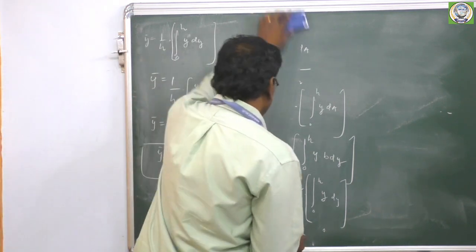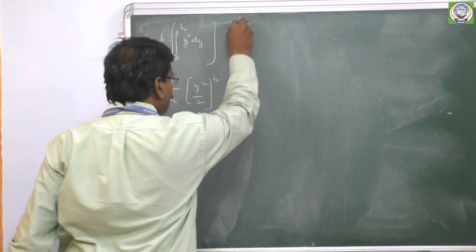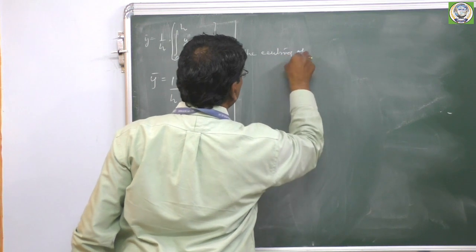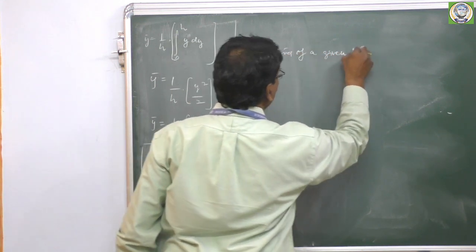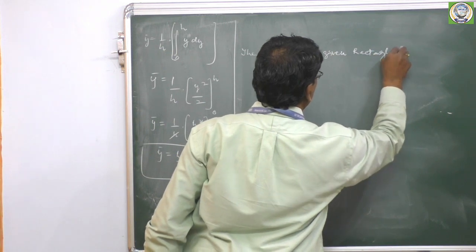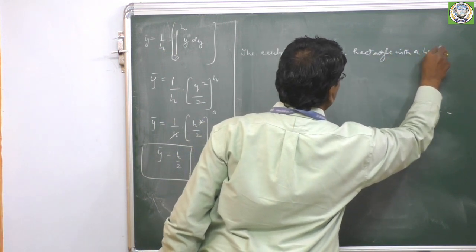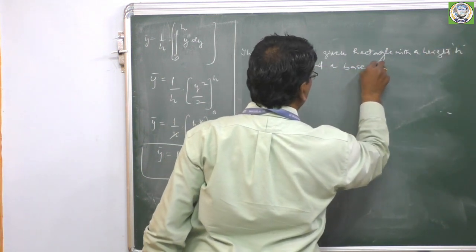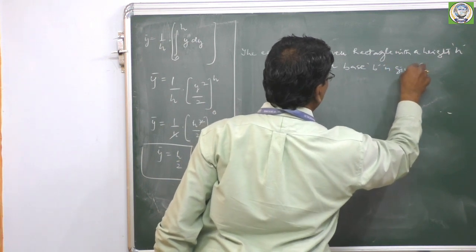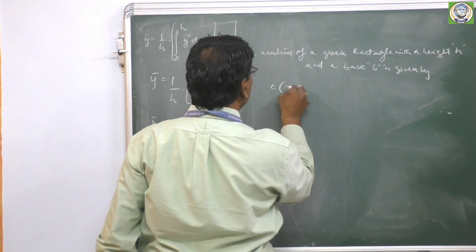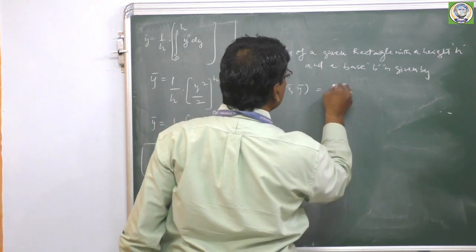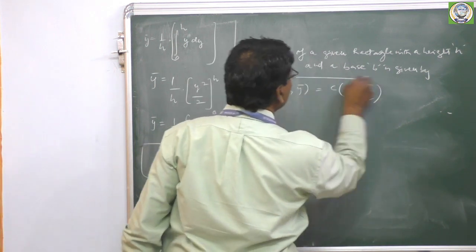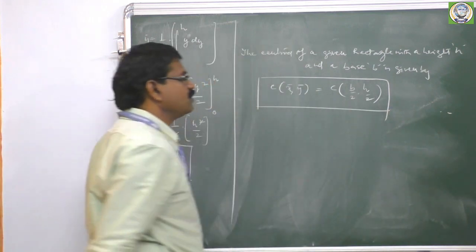Hence, the centroid of a given rectangle with a height h and a base b is given by C of x bar comma y bar is equal to C of b by 2 comma h by 2. This is the methodology of finding the centroid of a rectangle.